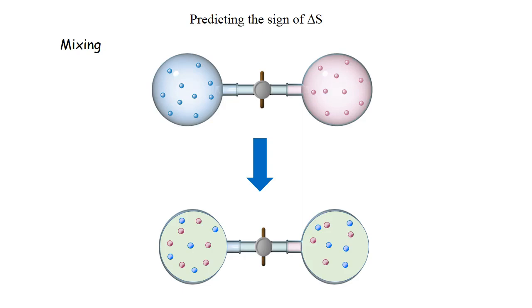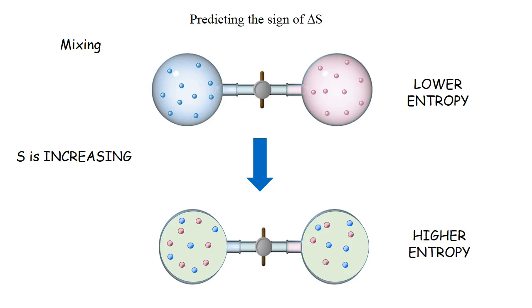we've already looked at this one. Mixing two components together to form a mixture. Because the top is lower entropy and the bottom is higher entropy, we can definitively say that this process, going from the separated gases to the mixed gases, this process of mixing has an increasing entropy associated with it. So we would say entropy is increasing, and we would say that the delta S of this process as it's drawn is positive.